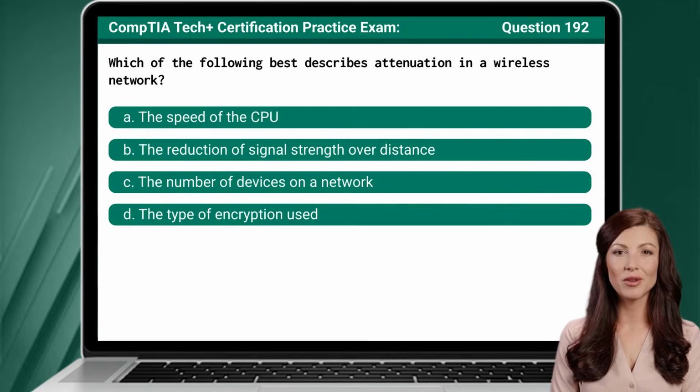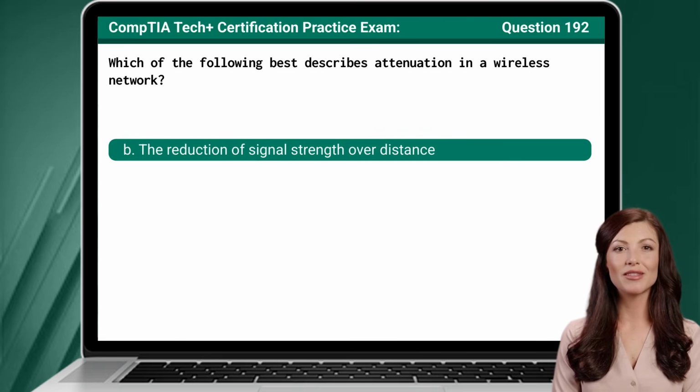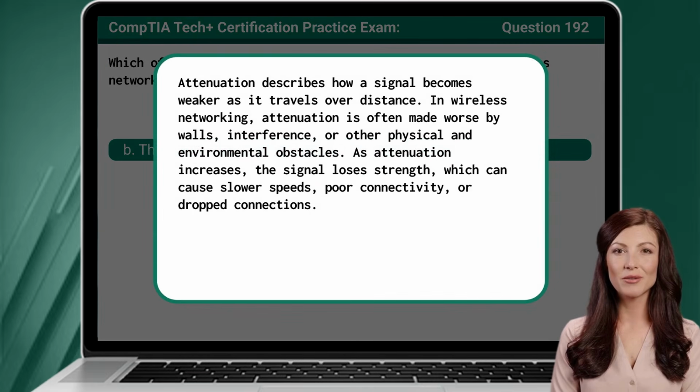Question 192. Which of the following best describes attenuation in a wireless network? The answer is B. The reduction of signal strength over distance. Attenuation describes how a signal becomes weaker as it travels over distance. In wireless networking, attenuation is often made worse by walls, interference, or other physical and environmental obstacles. As attenuation increases, the signal loses strength, which can cause slower speeds, poor connectivity, or dropped connections.